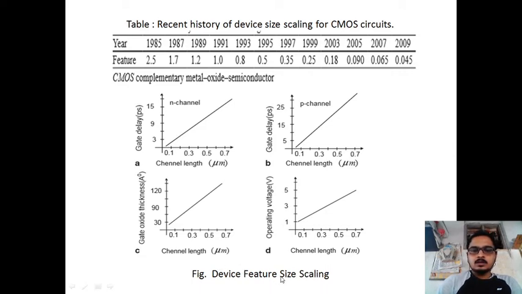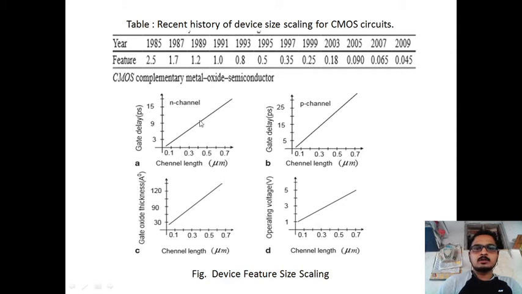When we decrease the size of the device, when we scale the size of the transistors, what will be happening? What are the parameters that are affected? See here, on the x-axis we have channel length, on the y-axis we have gate delay. This is for an n channel. When you scale the device size, the channel length decreases. Remember that when we scale the device size, the channel length also decreases. When we decrease the channel length, what happens? The gate delay decreases in n channel.